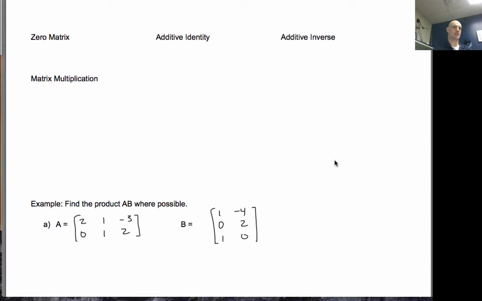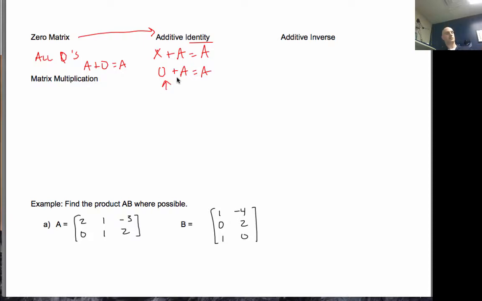Zero matrix. The zero matrix is all zeros. Okay, so it's all zeros, and that would be like to the point where A plus the zero matrix is equal to A. Additive identity, that's this. Okay, zero is the additive identity. So x plus A is equal to A. Identity means it gets itself. So 0 plus A is equal to A. So 0 is the additive identity. 0 is the additive identity for matrices as well.